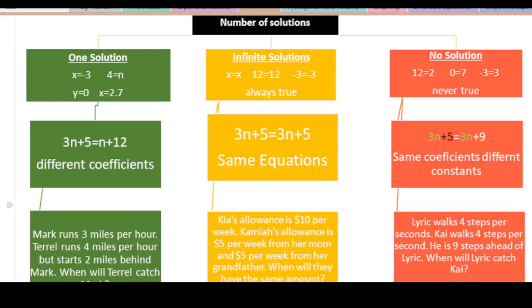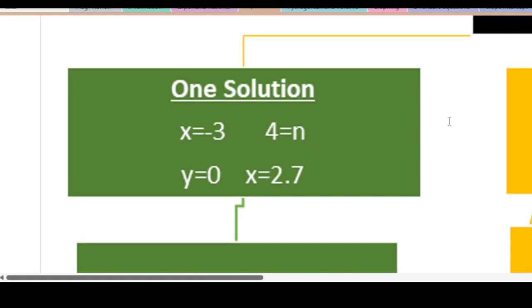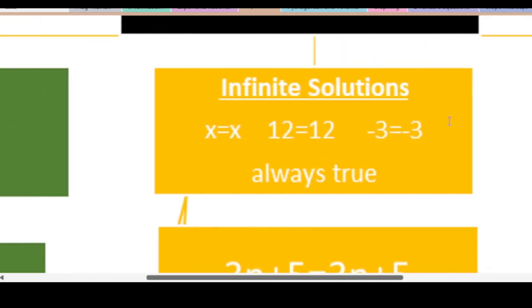As weird as it may sound, not all equations work. Most of the time, we have one solution to an equation, and that's when we solve it and we get something like x equals 3, y equals 0, right? We get a variable equal to a number, and that's our one solution scenario. But there are other times where we may solve a problem and we may get something that looks like this.